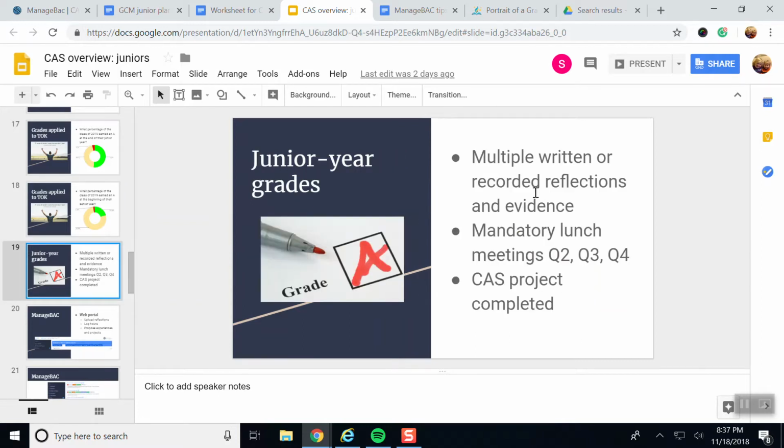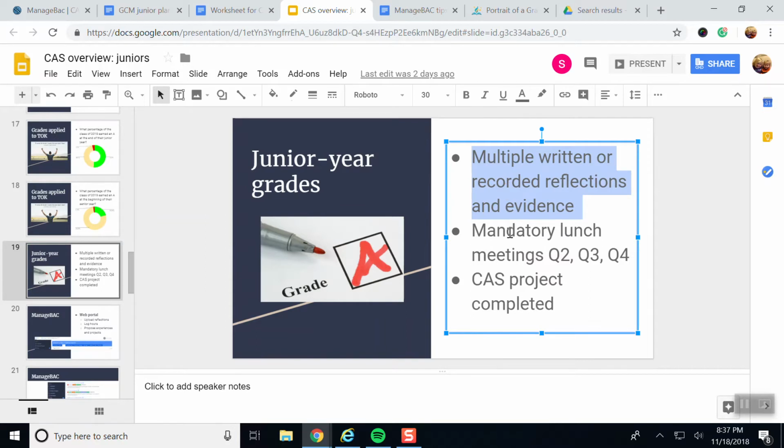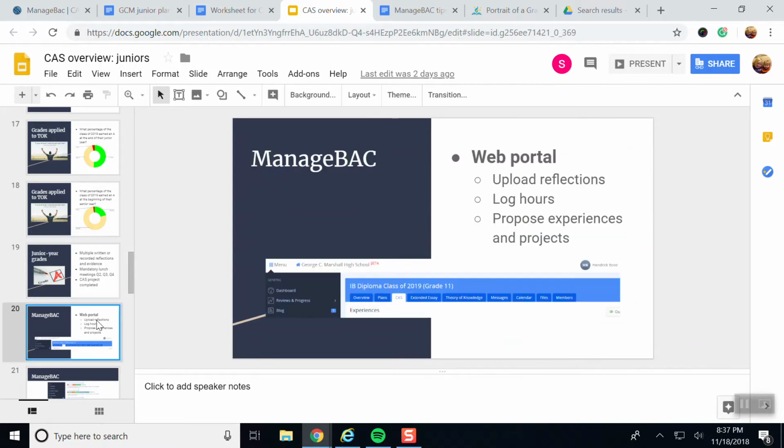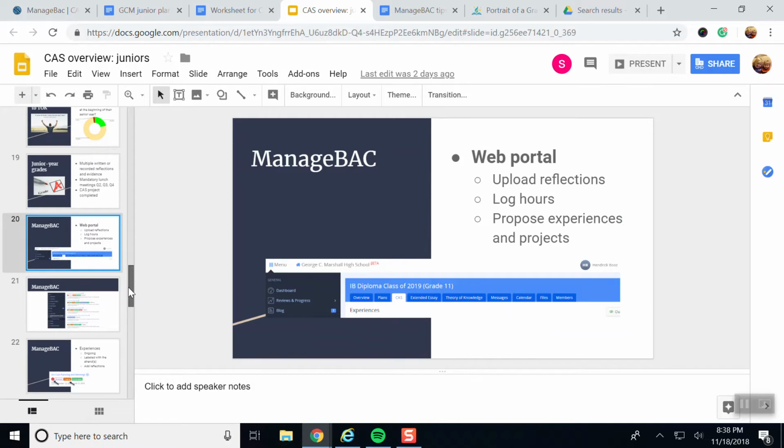Okay, so those grades are based on your written reflections in CAS, and then meetings with me second, third, and fourth quarter so that we're touching base, I get to know you, and you've completed your project. So ManageBack is a web portal, actually started in 2006 as a CAS project, and now it's a rather profitable company. It's the web portal where you do all of your work.